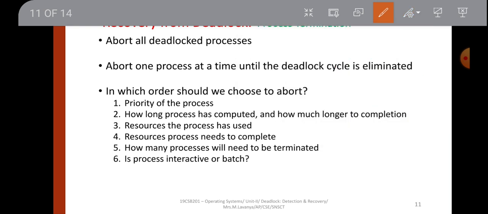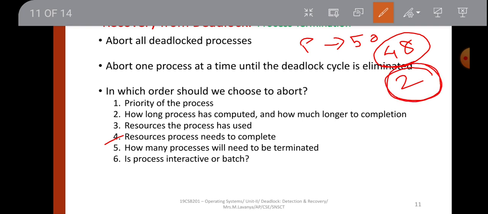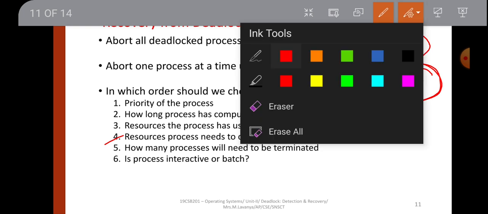Okay, then finally the fourth is the resources a process needs to complete. That is nothing but the resources needed to complete must be minimal. For example, if a process requested 50 resources and it has already completed 48, only 2 resources are needed and pending, it should not be selected as a victim process, because it has already passed 95% of its work. Instead of terminating it at the last minute, which degrades the system performance, that process must not be selected as a victim process.